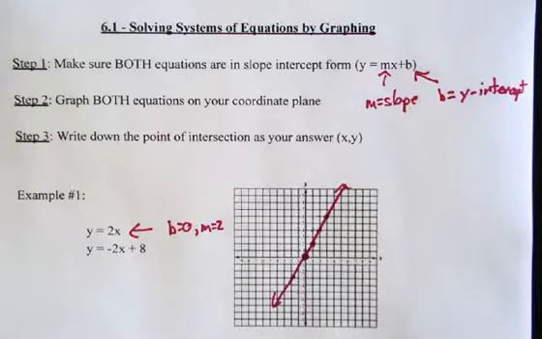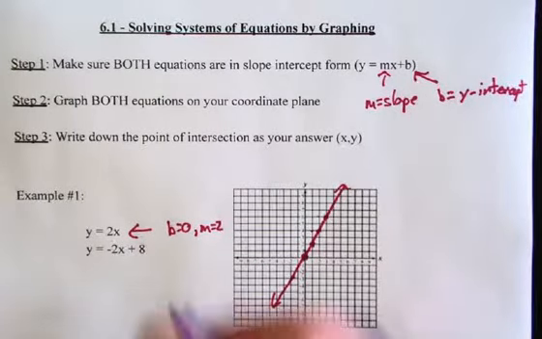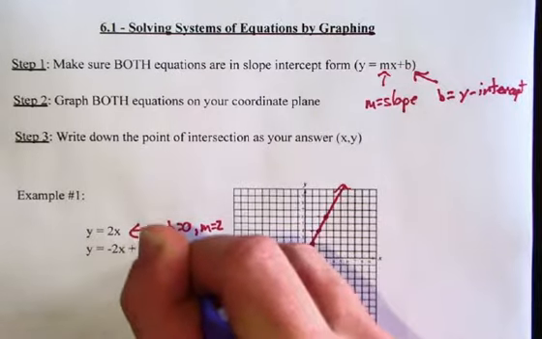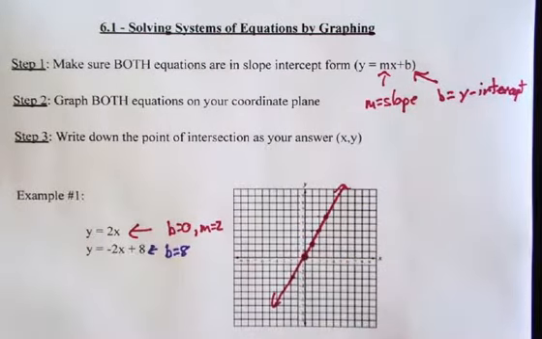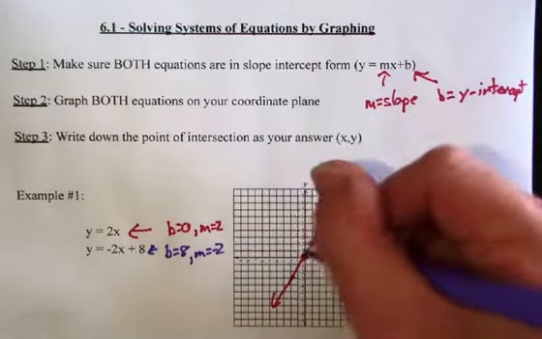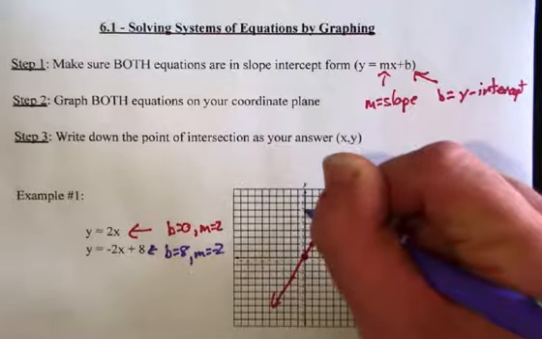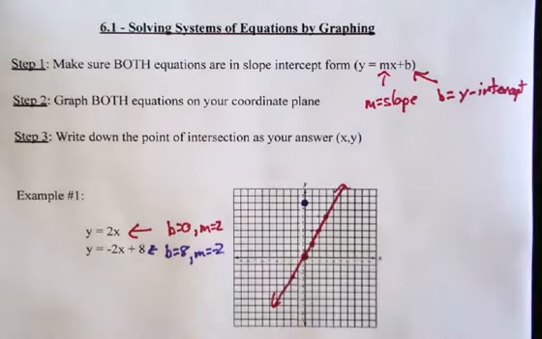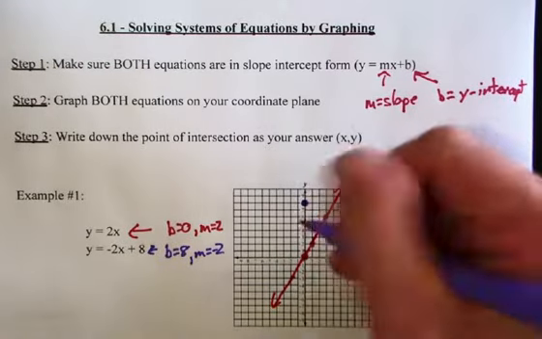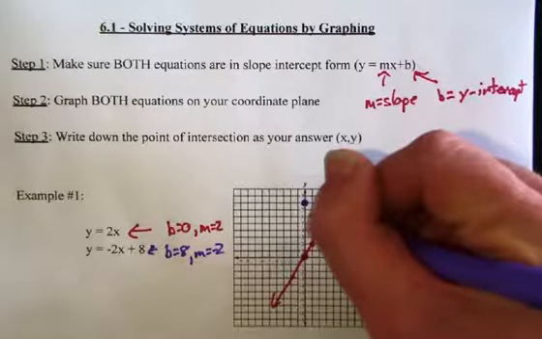Let's look at our second line. Our second line is y equals negative 2x plus 8. So here our b is positive 8, right? Our m is negative 2. So we're going to start by finding 8 on the y-axis. We've got 1, 2, 3, 4, 5, 6, 7, 8. So that's our y-intercept, 0, 8. And then our slope is negative 2. That means we go down 2 for every 1 we go over.